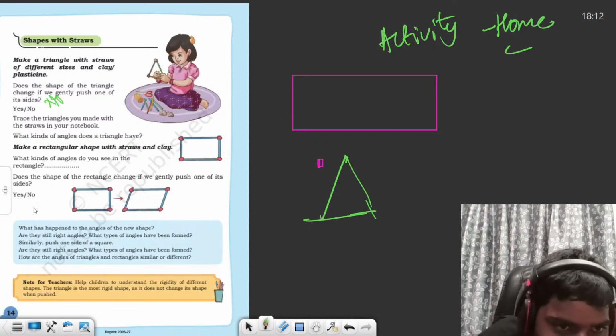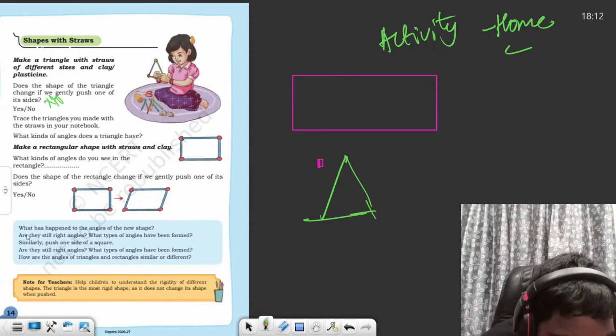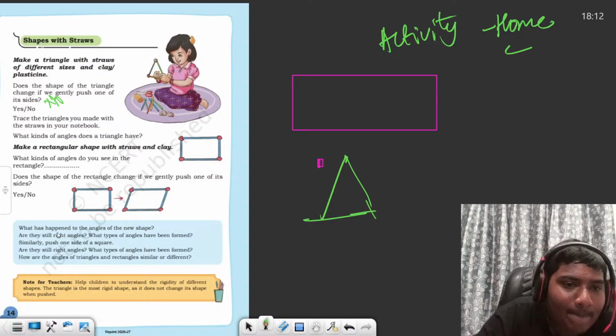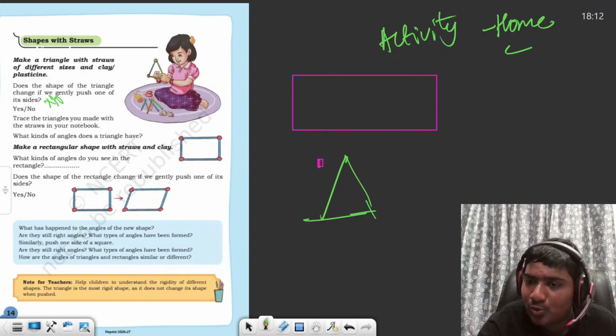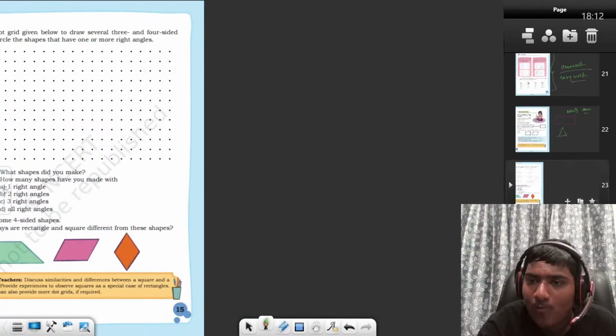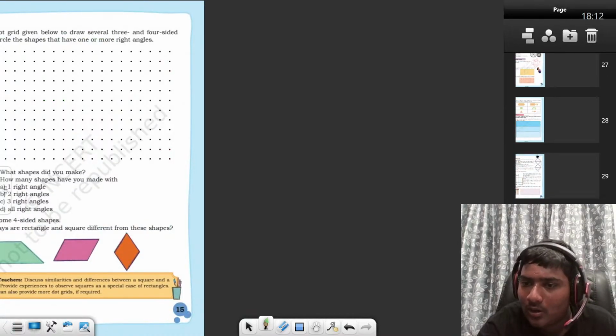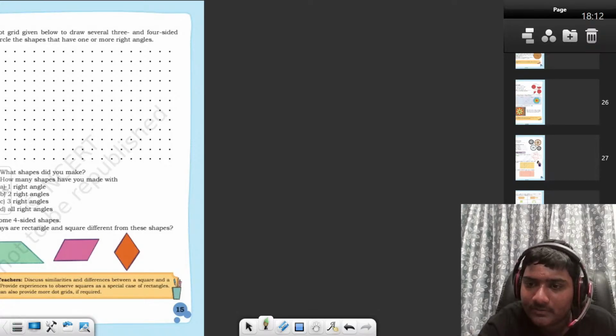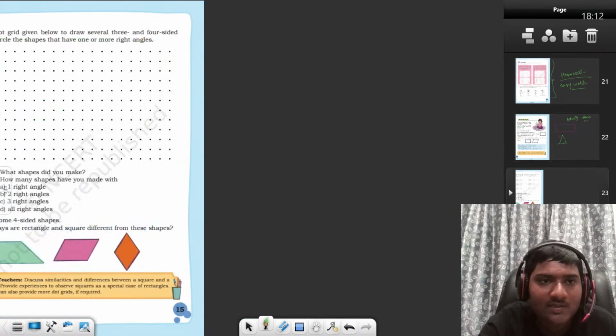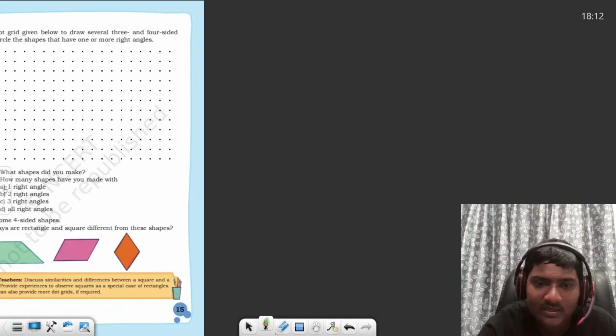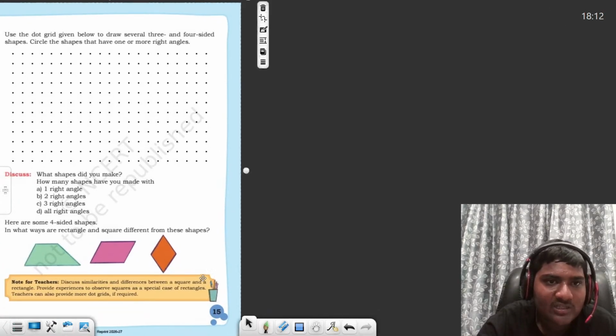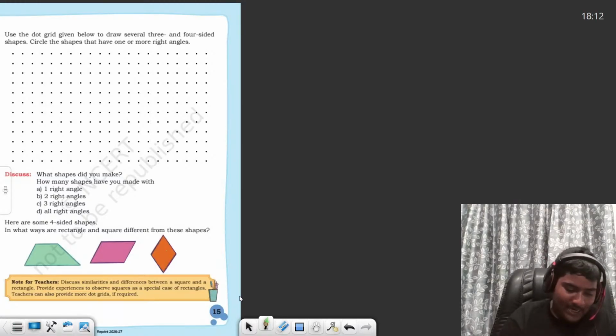Make a rectangular shape with straws, as this one also you have to do as an activity. What happened to the angles of the new shape? All these things you understood, you got clarity. I hope you are able to understand all this. I'm skipping all this. Need not worry. This chapter is a very big chapter and also interesting. In this class you are learning all these things, children, which is helpful to you.